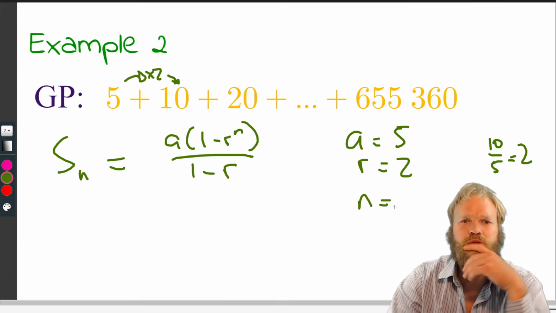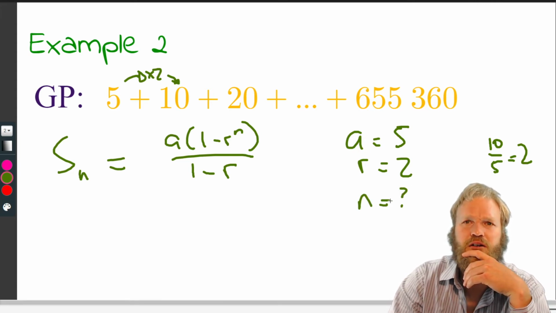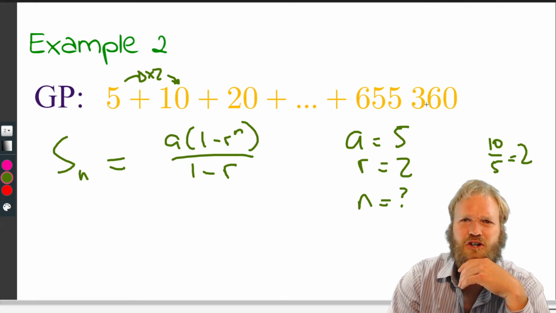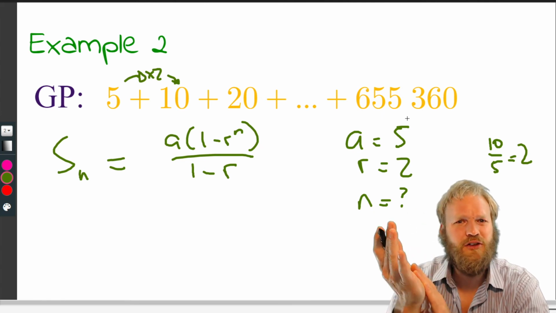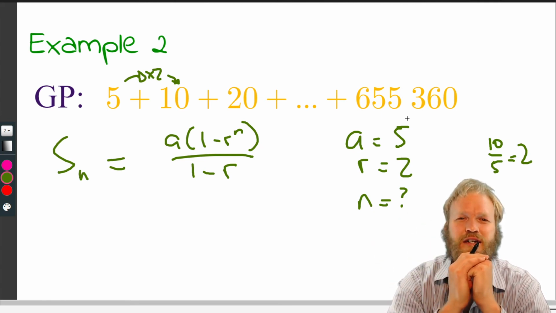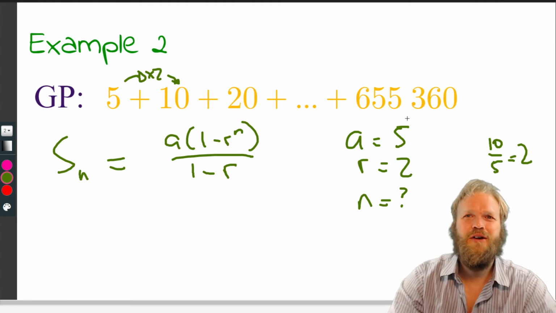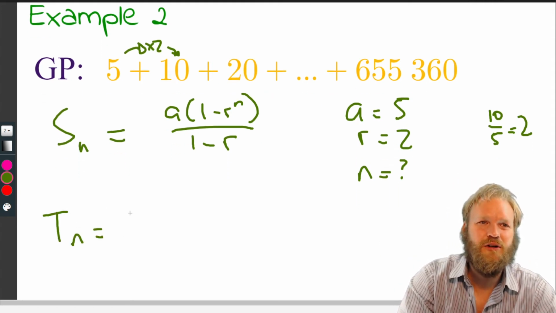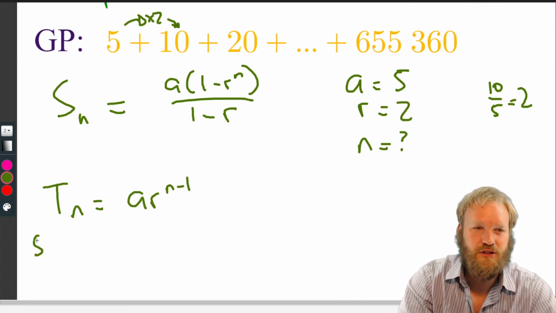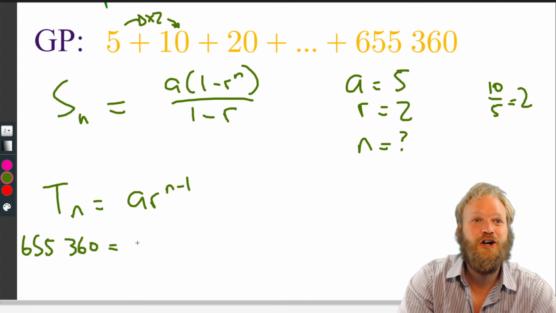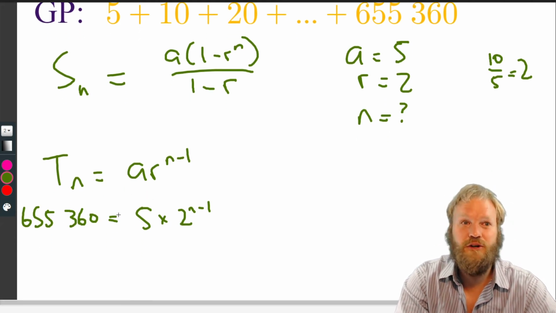Okay, n equals, no, we're not given n. We know that that's the last term. Now, we've done this a few times where we've been given the last term and we need to determine what n is. So how are we going to work it out? Well, we know that Tn equals A R to the n minus 1. This is our last term. So we know that 655,360 equals A, well, we know A, we know R, times 2 to the n minus 1. One equation, one variable, solve.